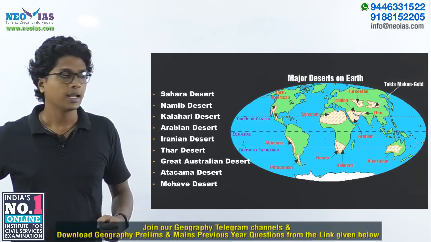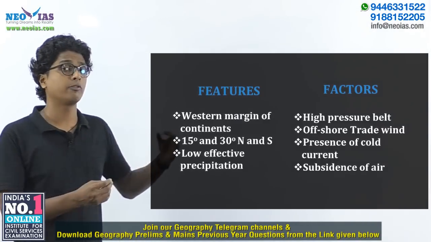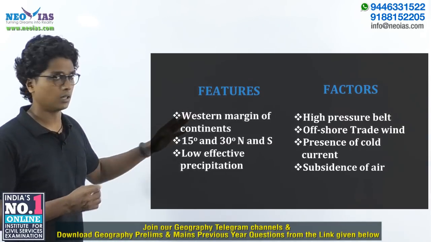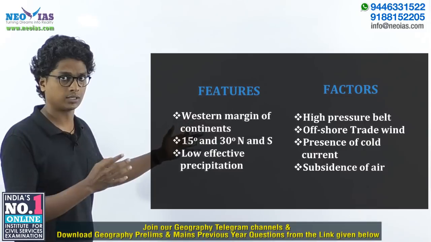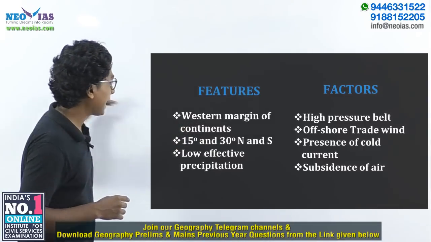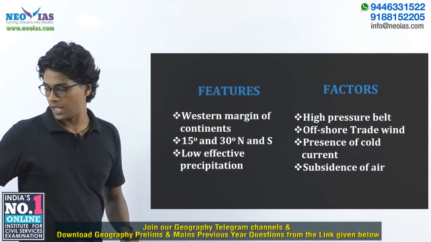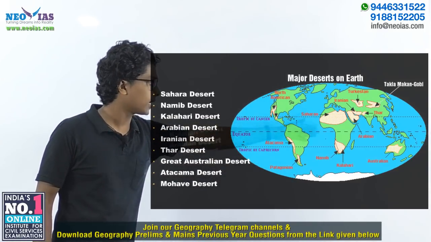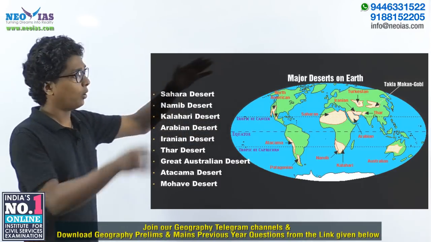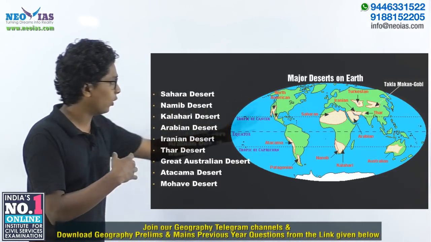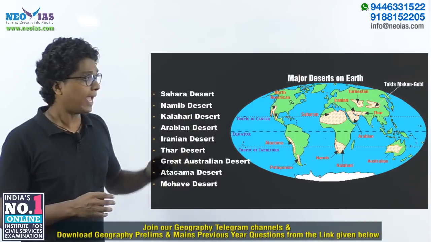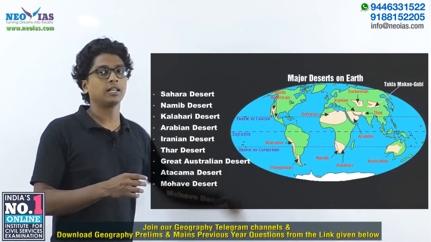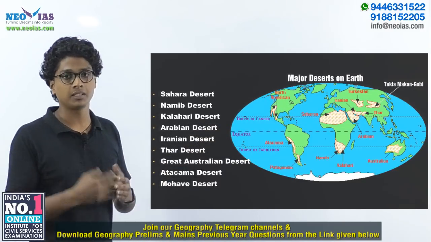Now let's take a look at some of the features and factors influencing the formation of major hot deserts. The first thing, as a feature, is that most of these major hot deserts which we saw in the previous slide are along the western margins of the continent, be it the Saharan Desert, Mojave, Atacama, Namib, Kalahari, Australian Desert, or Thar Desert. All of these deserts are generally along the western margins of the continents. And all of them, as I said earlier, are along 15 to 30 degree latitudes, both in the northern hemisphere as well as the southern hemisphere.